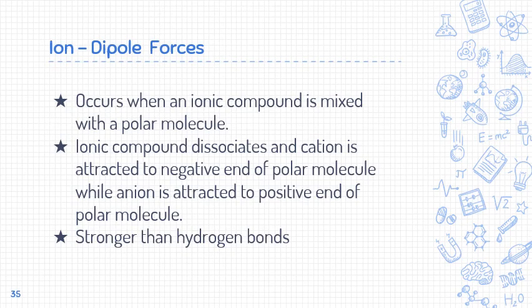Our last intermolecular force is an ion dipole force, and this occurs when we've got an ionic compound that is mixed with a polar molecule. So the ionic compound will dissociate. Essentially that means it's going to break into its separate components. And then we've got the cation attracted to the negative end of a polar molecule, while the anion's attracted to the positive end of a polar molecule. And this is even stronger than a hydrogen bond.